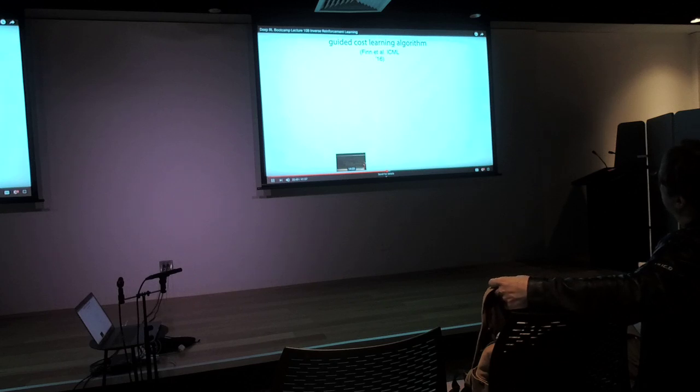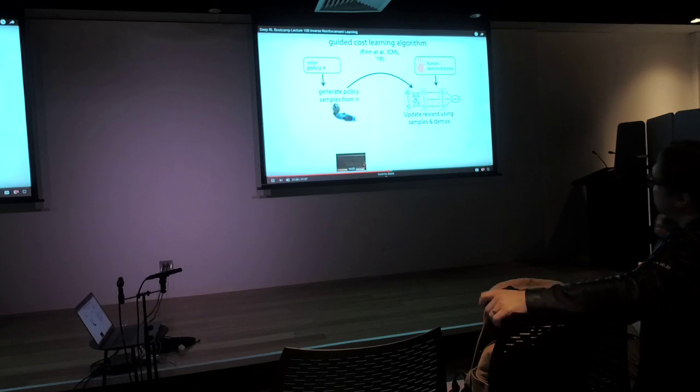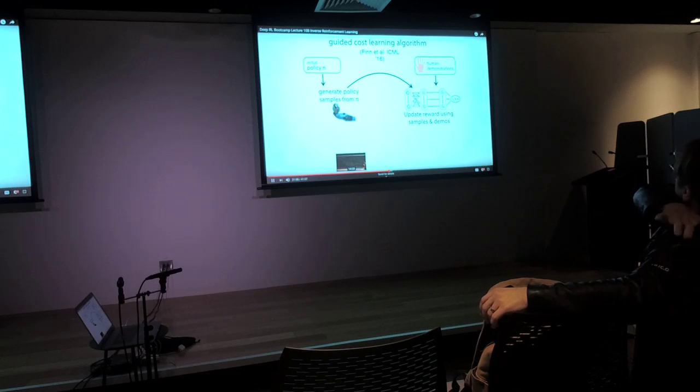So this is what we call the guided cost learning algorithm. The inputs are the initial policy and a set of human demonstrations. Given the initial policy, you first generate samples from your policy. Then using those samples, you update the reward function using the samples from your policy and the set of demonstrations. The samples are used to estimate the partition function, and the demonstrations are used to evaluate the first term in the gradient.